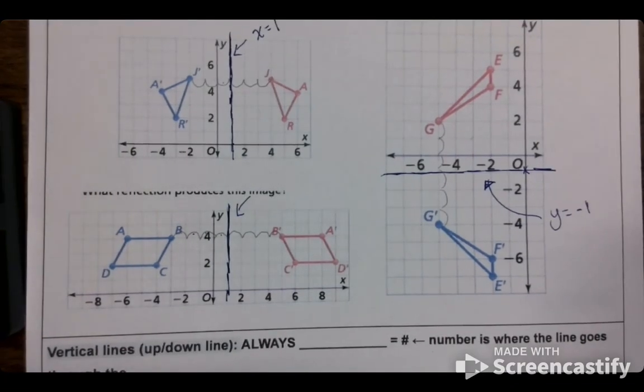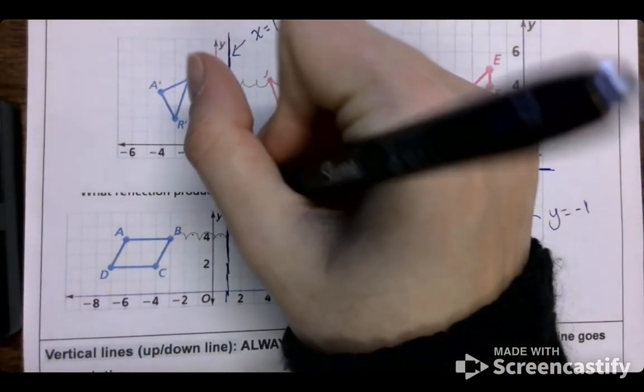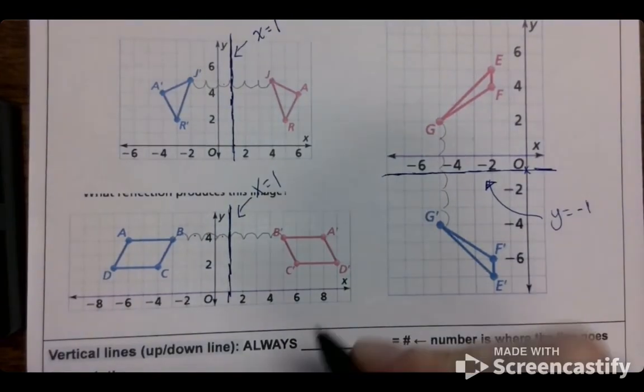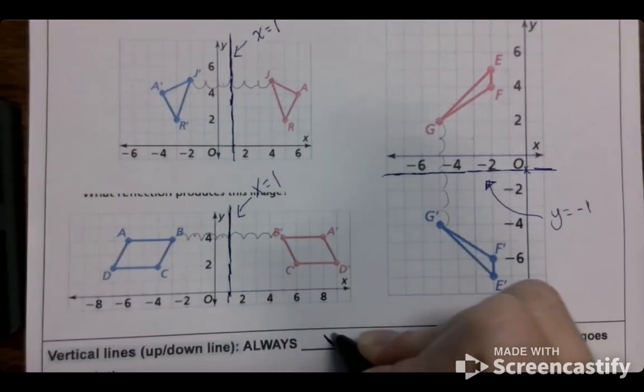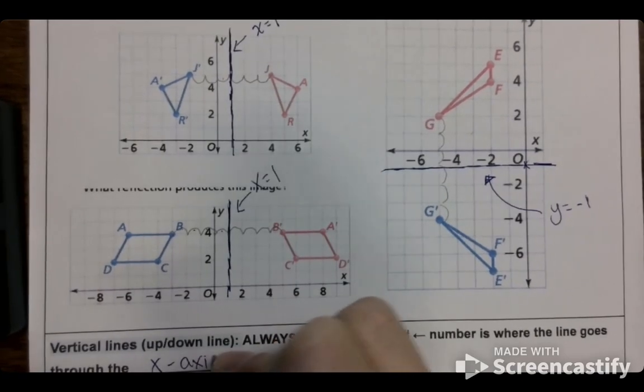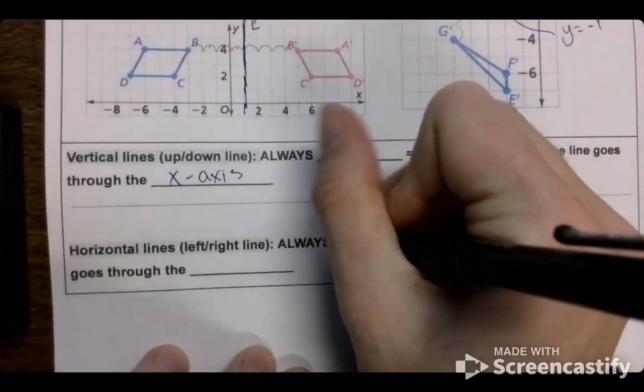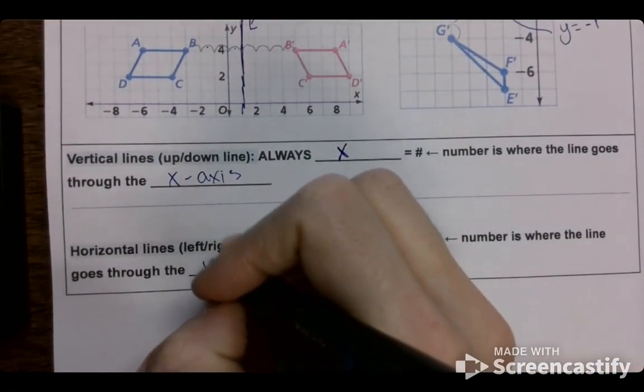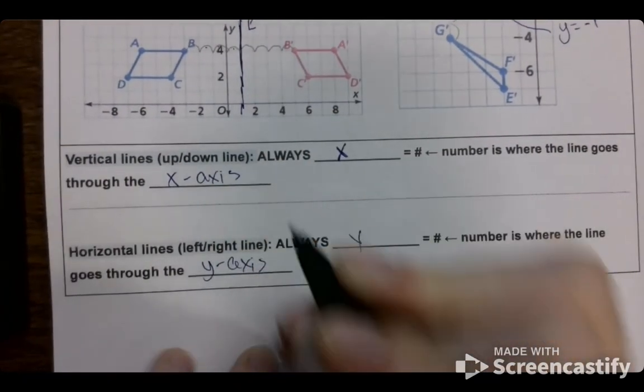What would that be? x equals 1. So vertical lines up and down always have x equals the number where it goes through the x-axis. Horizontal lines always have y equals the number where it is going through the y-axis. Great.